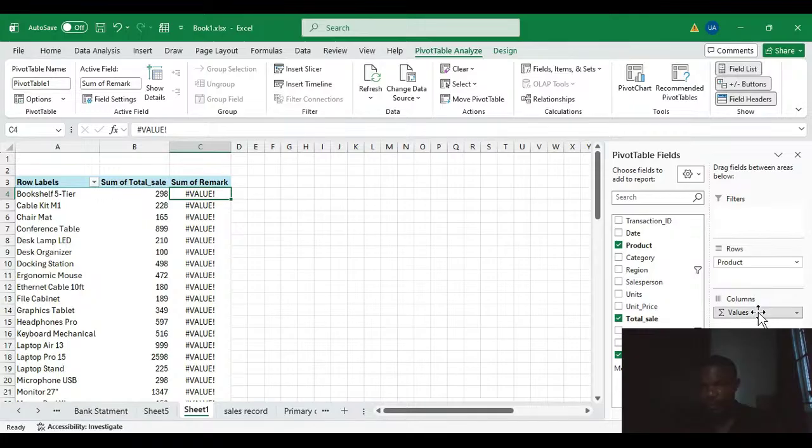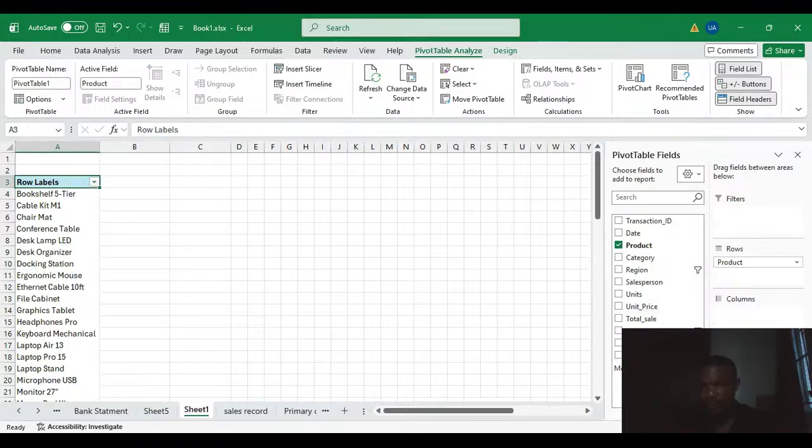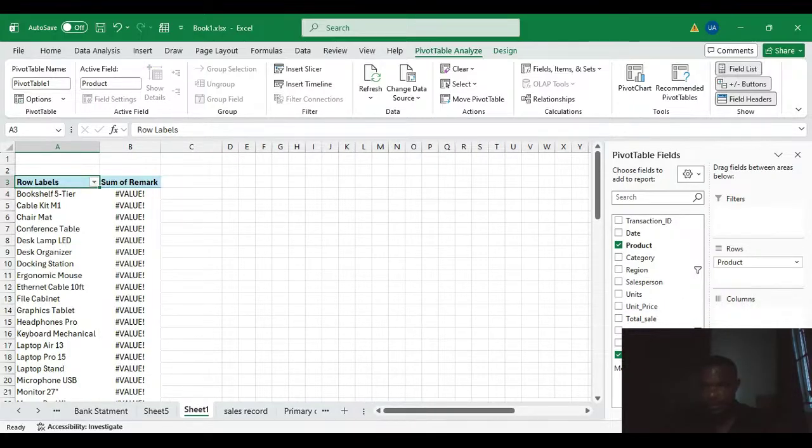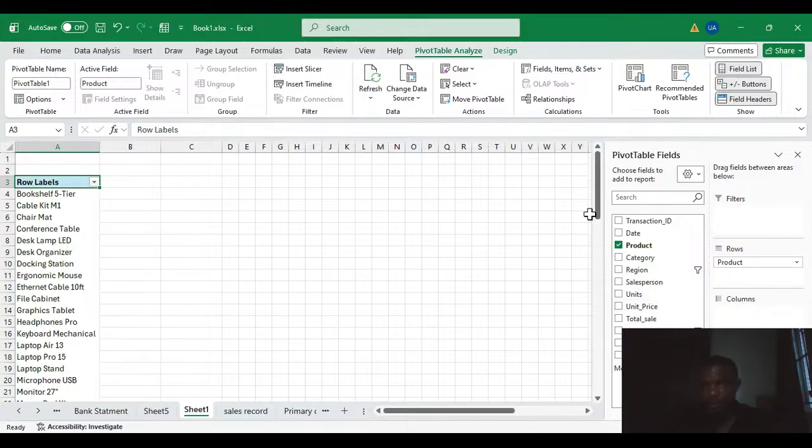Why do we have this here? Let me just see if this will work. It's not working. Okay, so I'm going to put in another one. Then I just want you to see what this looks like.